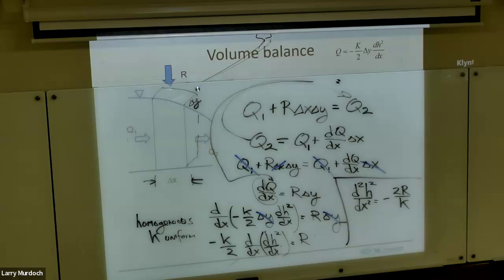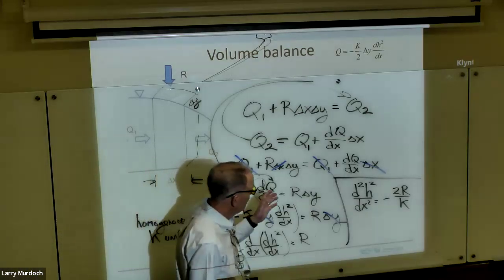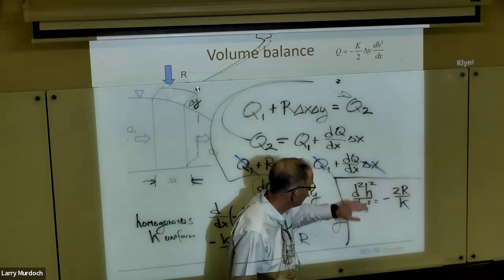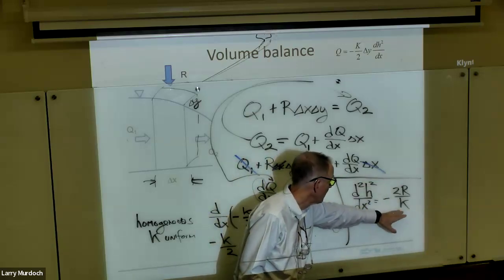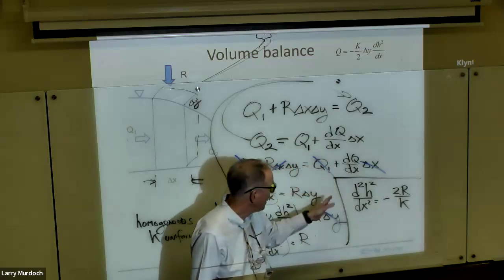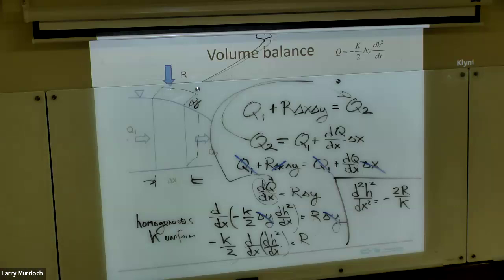Okay, so there's the governing equation for the hydraulic heads in an unconfined aquifer. It's one dimension, steady state, there's recharge, and it's homogeneous. So the same conditions that we had for the problem that we just solved, but now it's unconfined.